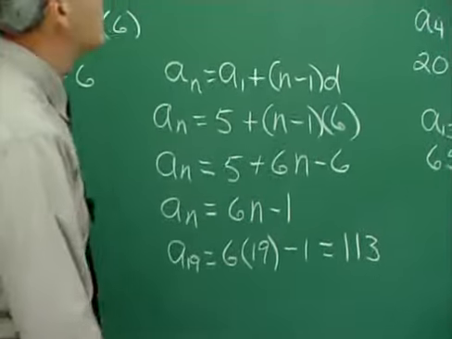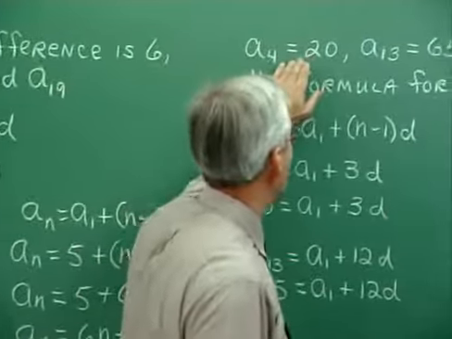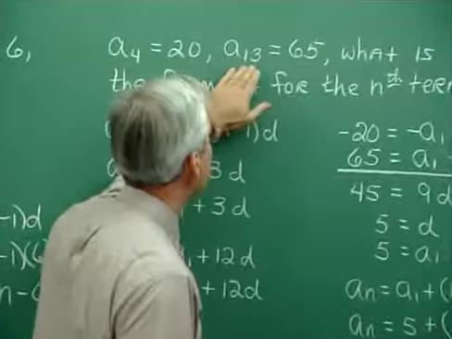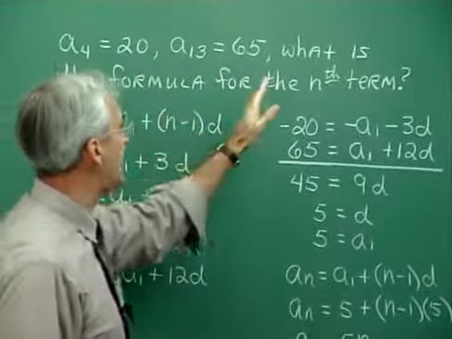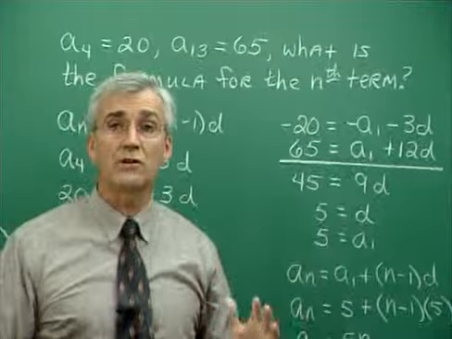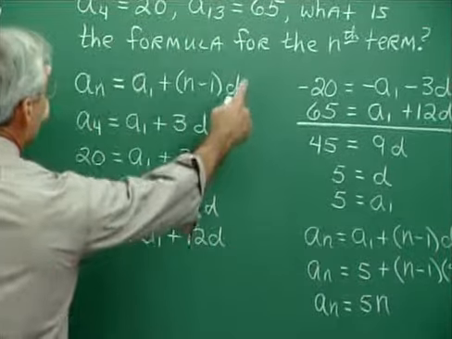Here's another situation. We're told that a sub 4, the fourth item in the sequence, is 20. A sub 13, that is the 13th item in the sequence, is 65. What is the formula for the nth term? Well, once again, we use that general model and just fill in given information. The general model is this.